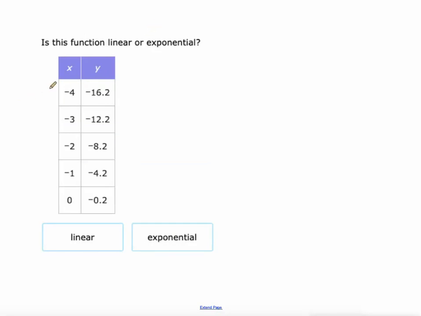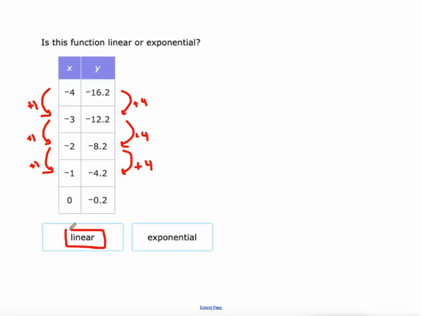All right, so again, as x is going up 1, what's happening to y? In this case, y is going down 4 here, but does it continue to go down 4? Nope, it's actually going up 4, I'm sorry. So it does consistently go up 4, y, as x goes up 1. That makes it linear.